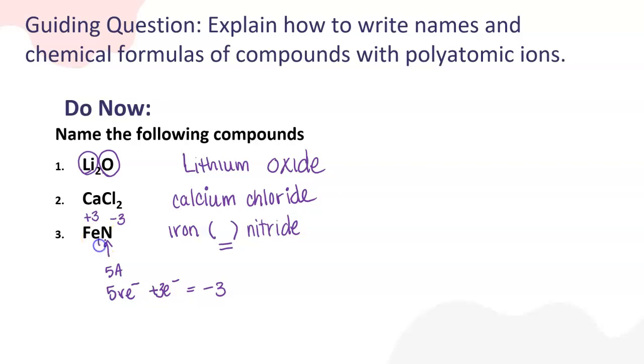Since I have a 1-to-1 ratio, that means our charges should be equal but opposite, so that they combine to 0. And that was the rule of 0 charge. Make sense? Okay, so then we would write the Roman numeral 3 in the parentheses, and that would be iron 3 nitride.